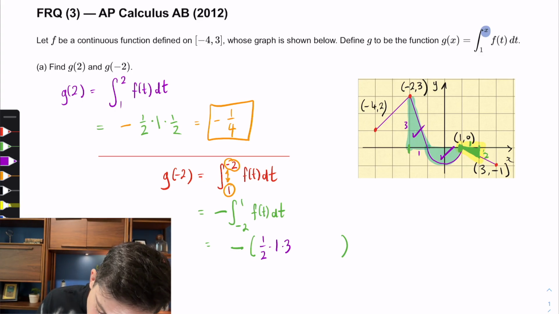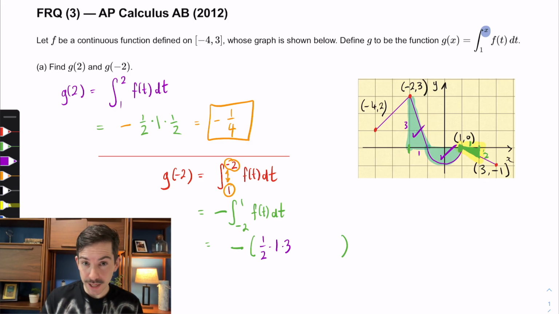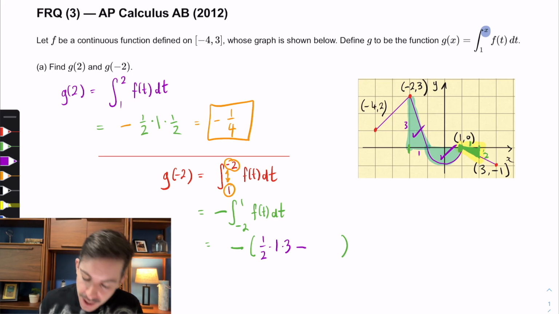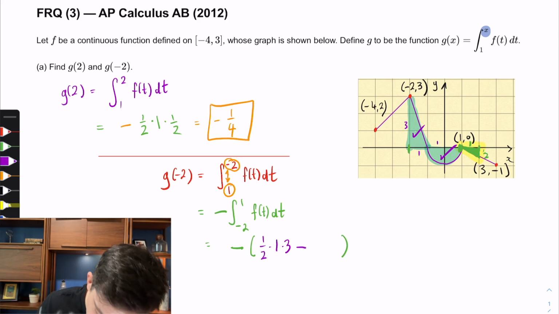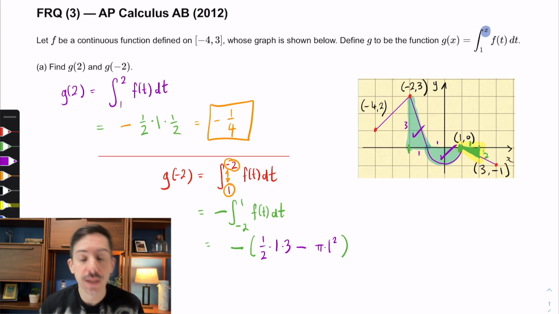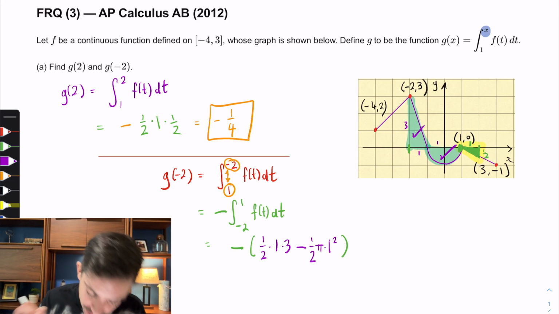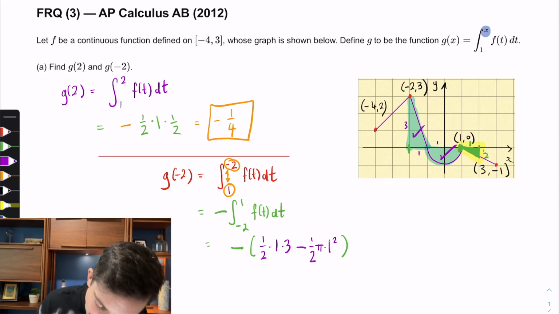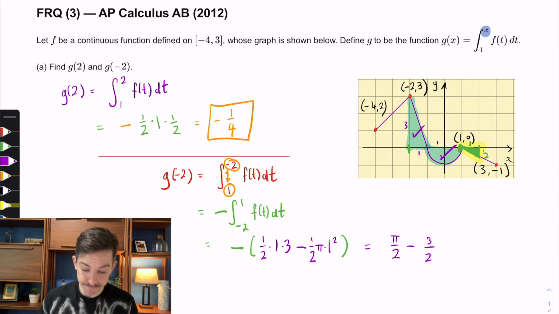And now I need to account for the semicircular area that is below the x-axis. Below the x-axis will contribute a negative area, so I'll subtract off that circle, which has radius 1. If it was the full circle, it would be pi r squared, so pi times 1 squared. But it's only a semicircle, so I only need half of that area. Again, if I simplify this all, I will get pi over 2 minus 3 over 2 as my final answer.